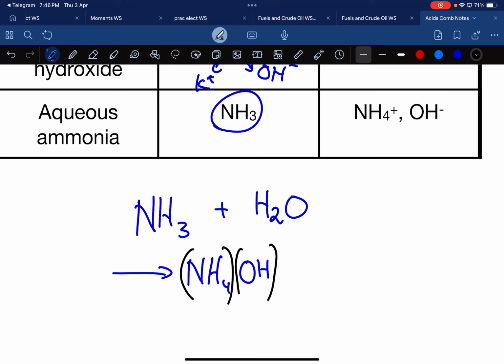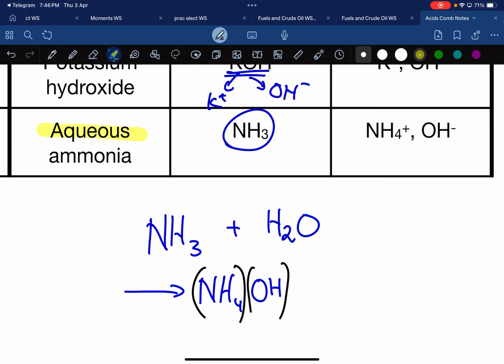Okay, so only when he is aqueous ammonia. Aqueous means what? Aqueous means got water. Okay, so without my water, will I ionize? Hell no. You won't ionize without water.